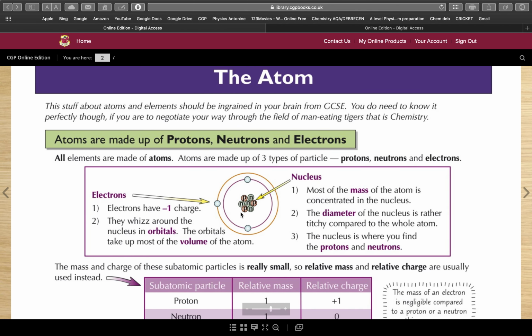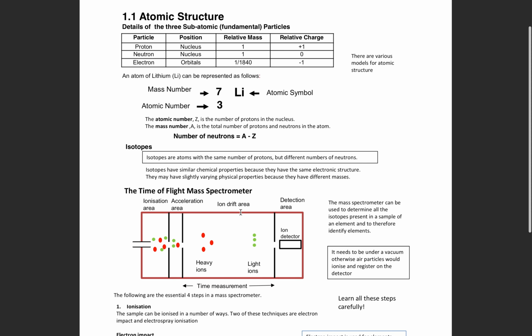I'm trying to whiz through this because it's pretty basic, and I don't want to focus on this too much. Anyway, an atom of lithium can be represented as follows. Your mass number is 7 and your atomic number is 3. There's your lithium and there's the atomic symbol, which is Li.